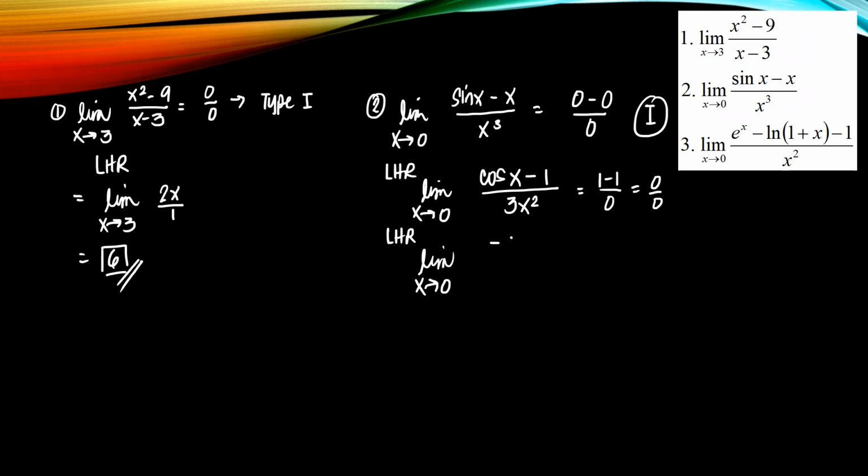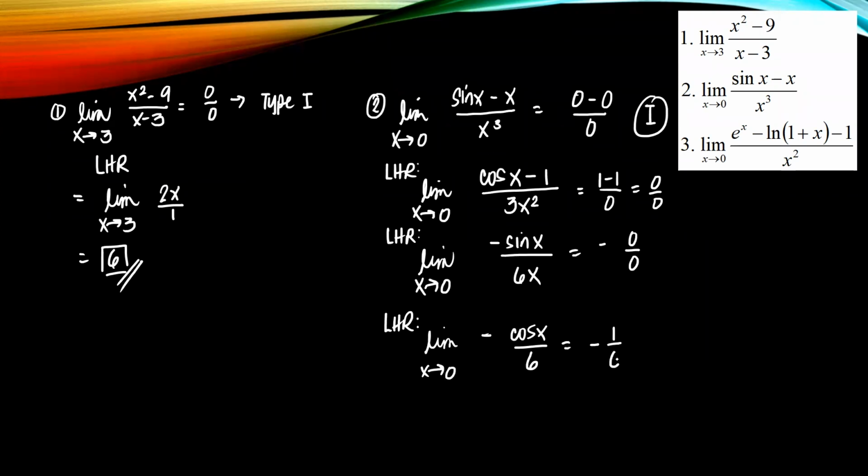That becomes negative sine x over 6x. Let's apply. Negative 0 over 0. It's still a case number 1. Maybe we can apply L'Hopital's rule once more. So, negative cosine x over 6. Let's apply. Negative cosine of 0 is 1, and then there's 6. So that means the answer is negative 1 over 6.